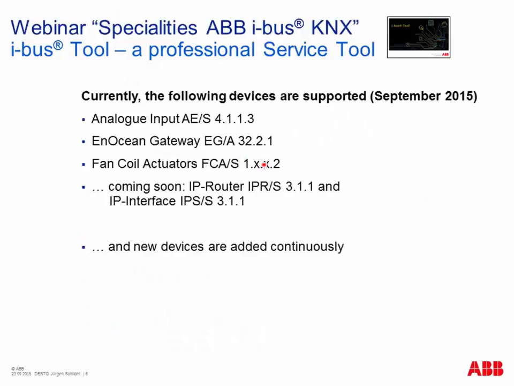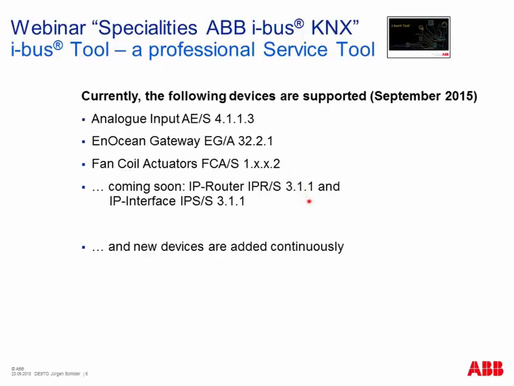The EnOcean gateway will be shown later on as well. The support we have only in ABB is available for EnOcean gateways together with the IBAS tool, just to detect the signal strength of the connected sensors. Our new Fenco actuators are of course also supported, making it possible here to operate all inputs and outputs.